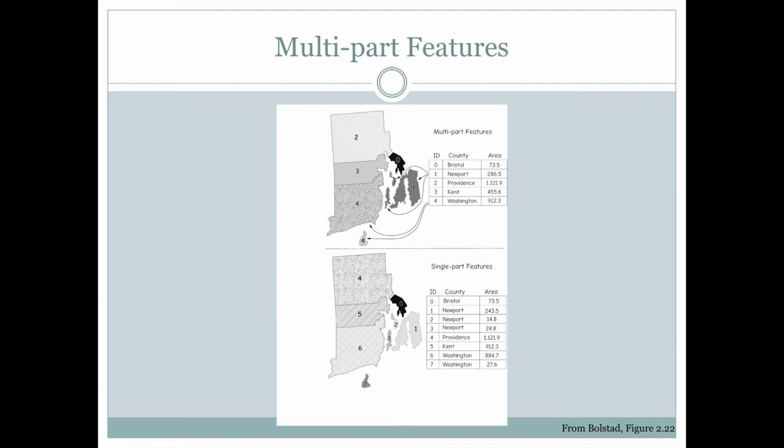If we want to, we could break that down. We could break that out into a single part feature, which is shown here. So here now, every time there's a new outline, that one has a new number, and we're repeating the county name, Newport 3 times and Washington twice in the attribute table to show where those different outlines are. So two different ways to organize these sorts of polygon features, either as multi-part or single-part features.